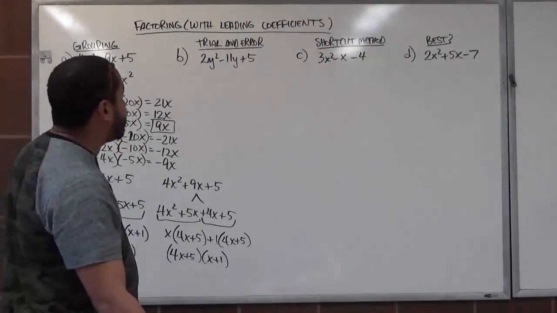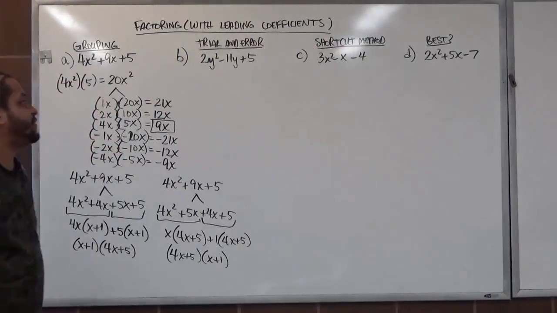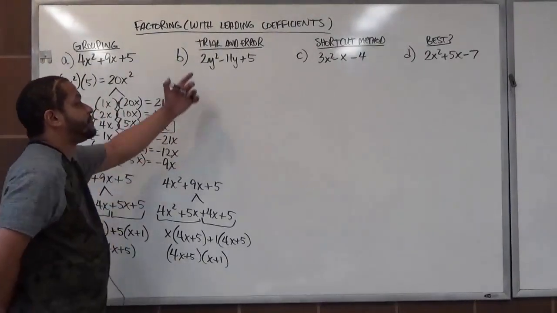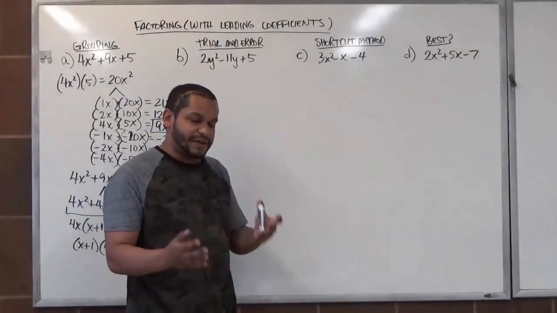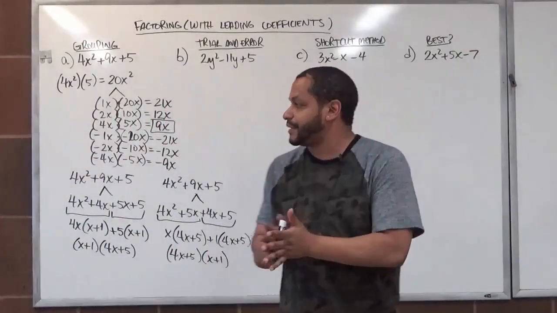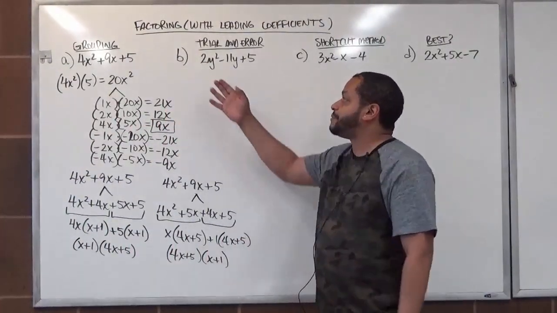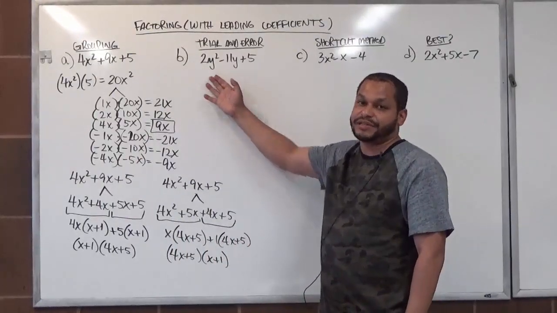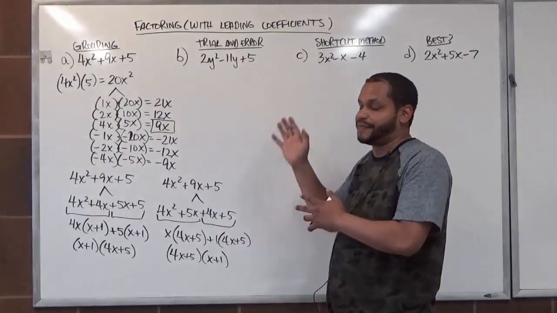Now to do the trial and error method, what you have to identify is the fact that you have two prime numbers on the ends of this. That's the best case for using the trial and error method because it means there are only two possible ways to make 2y squared and only two ways to make positive 5.